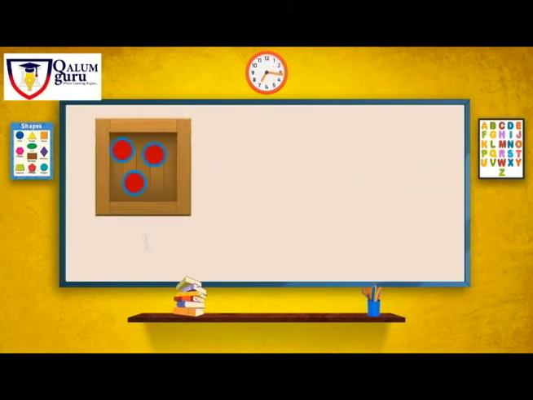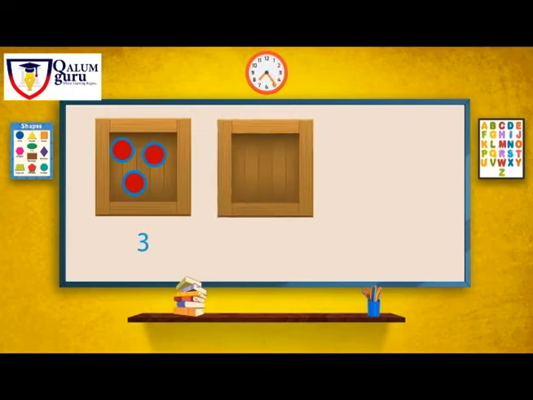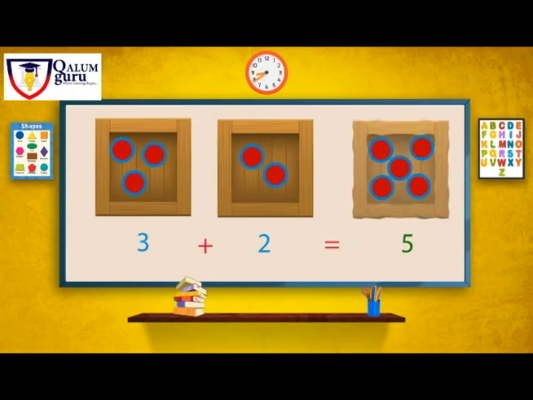Let's count the circles in this box. 3. Now let's count the circles in this box. 2. Now let's add 3 and 2, which equals 5.